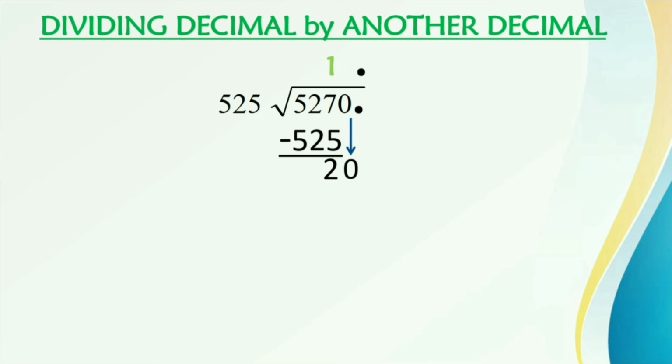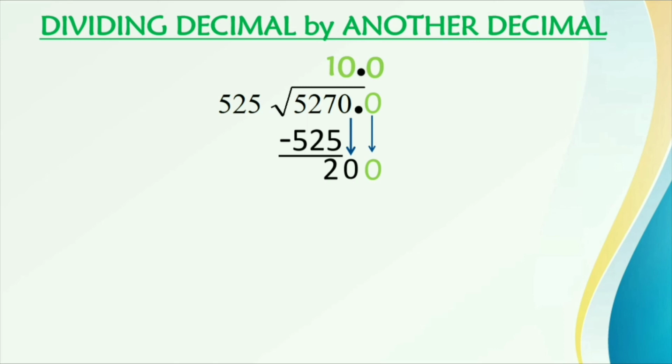Since nag-bring down tayo pero hindi pa rin natin pwedeng i-divide yung 20 sa 525, maglalagay tayo ng 0 sa ating quotient. Okay, so since hindi pa rin natin pwedeng i-divide yung 20 sa 525, mag-add ulit tayo ng 0 after ng decimal point. So, bring down natin siya. So, we have now dividend na 200. So, i-test natin 200 divided by 525. So, hindi pa rin siya pwede. Kaya, kailangan natin maglagay ng 0 sa ating quotient.